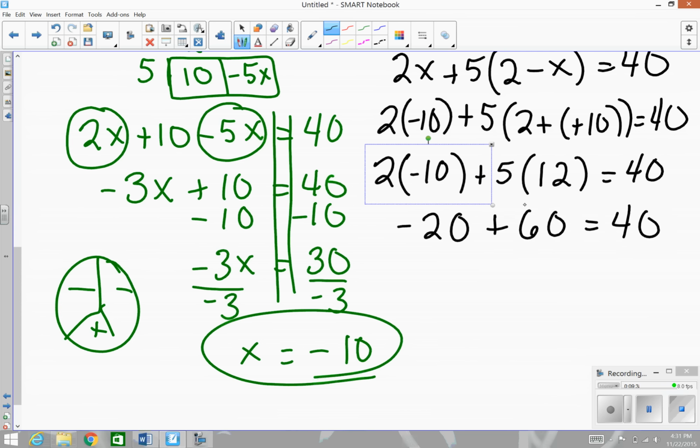And then this right here is different signs. One's positive, one's negative. The difference between 20 and 60 is 40, and the positives are going to win. So 40 equals 40, and it checks.